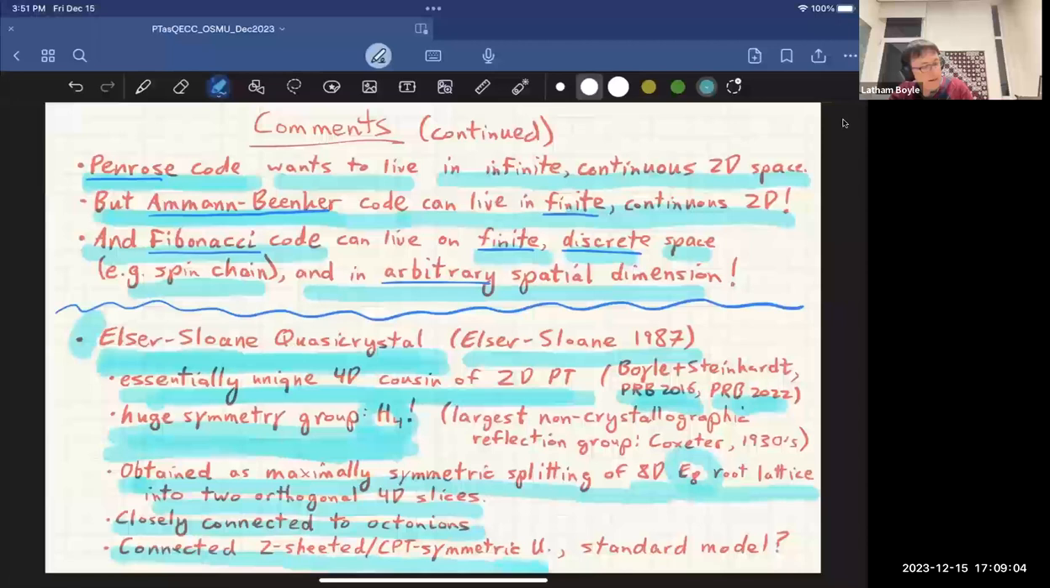it's natural to wonder whether that's related to the two-sheeted CPT symmetric universe construction that my collaborator Neil Turok and I have been interested in for the past few years for cosmological reasons, and connected to the structure of the standard model, because as we've heard in many talks in the series, the standard model does have a whole lot of intriguing relationships to the E8 and the Octonions, and so maybe this is a part of that story. Anyway, that's all I wanted to say. So thanks very much for listening, and happy to take questions.